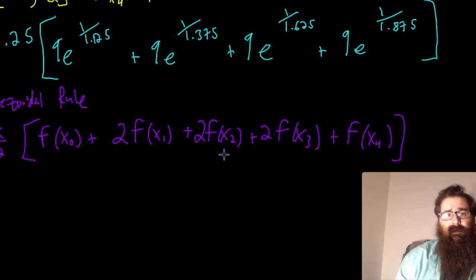So this formula, I like to describe it as being bookended, since the very first and the very last term inside the parentheses have no coefficient or a coefficient of 1, but then everything else in the middle has a coefficient of 2.